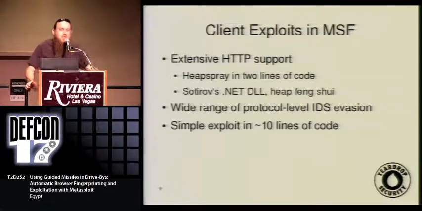Client exploits in Metasploit are relatively easy to write. There's extensive HTTP support. All of that stuff is already there. There's heap spray in 2 lines of code. That's a fairly complex technique, and you can do it in 2 lines of code in Metasploit.